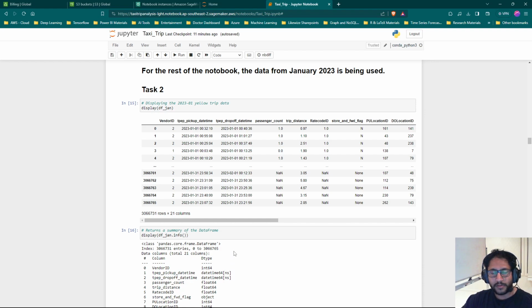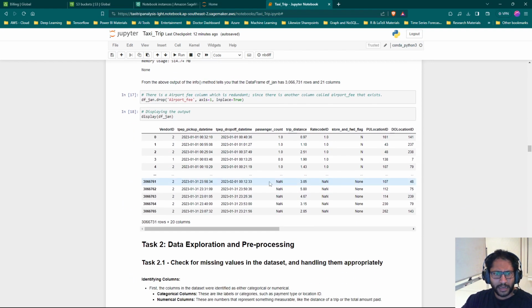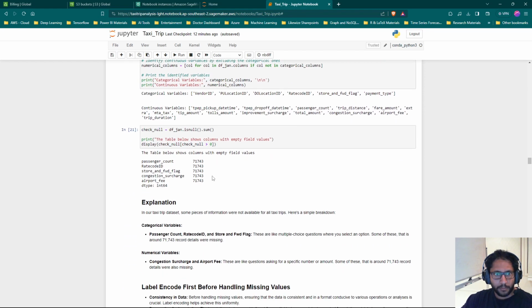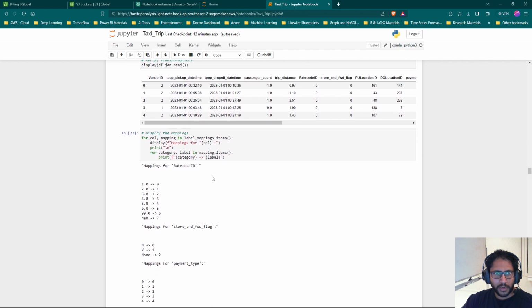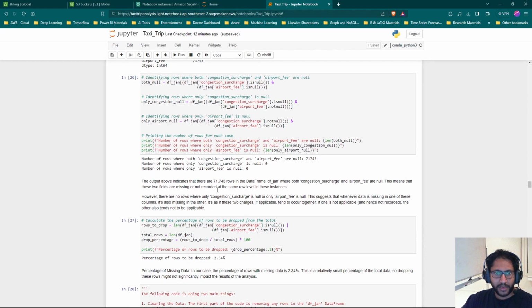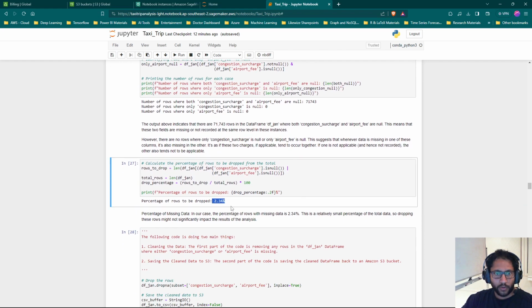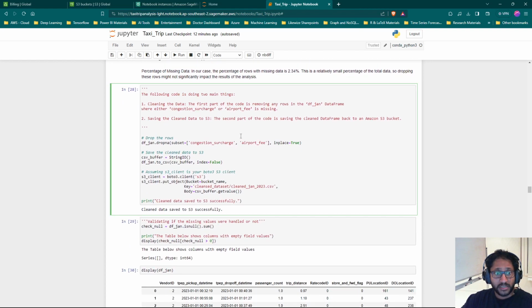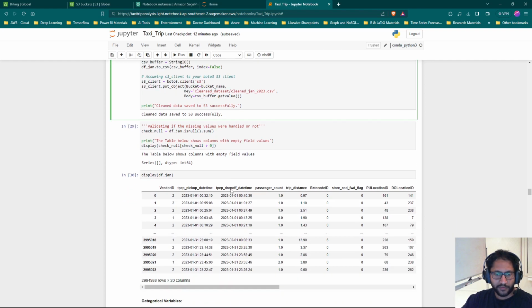And then there were two methods I considered for numerical data. One is KNN, but due to resource constraints, I'm not using KNN. I'm basically dropping the null records, since, as I keep going down, I'll be able to see it's roughly 2% of the overall data. So it's not significant, and that's the only reason I'm dropping them. Once I drop them, I'm placing the cleansed data into the S3 buckets in CSV format.